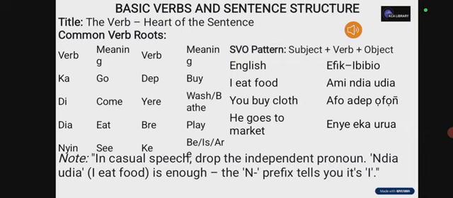You can also drop the independent pronoun omi and let the verb show the subject. Ndio yudia also means I eat food. The N at the front of ndio tells you the subject is I, so omi is not required unless you want emphasis. Prefix shows subject. The subject prefixes are consistent and you will use them in almost every sentence.